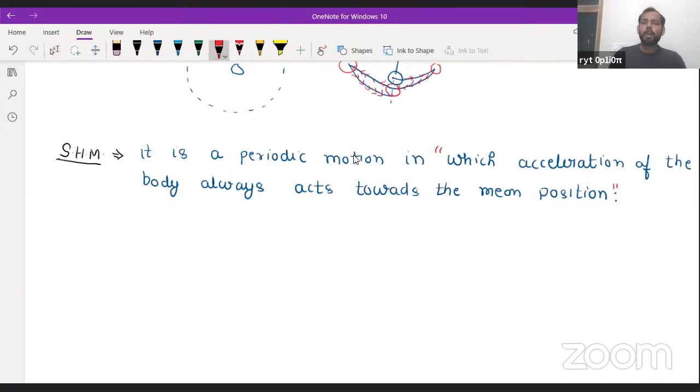As you all know, what is the equation of SHM? Can anybody tell me what is the equation of motion during SHM? Anyone? What is the simple equation of SHM? Simple harmonic motion. I will tell you. Yeah, Prashant is saying F is equal to Kx.